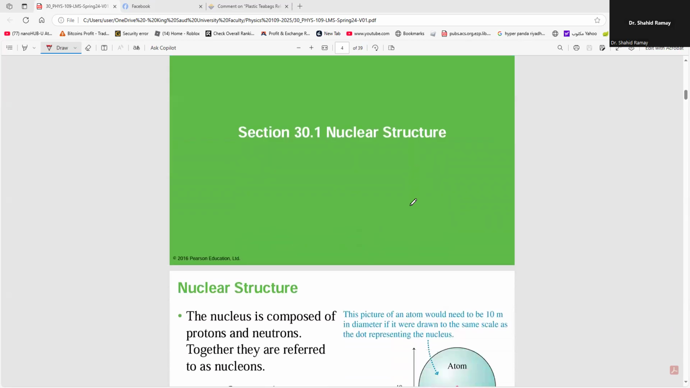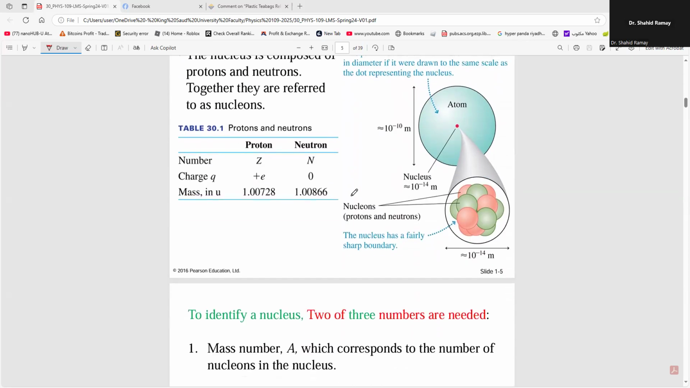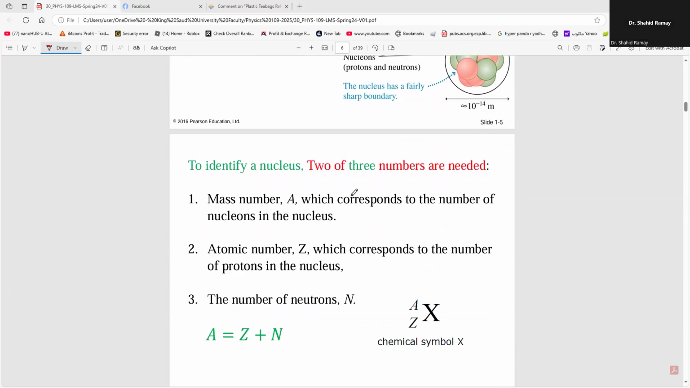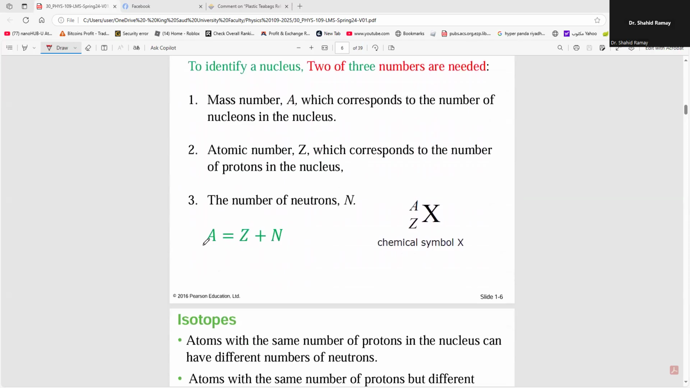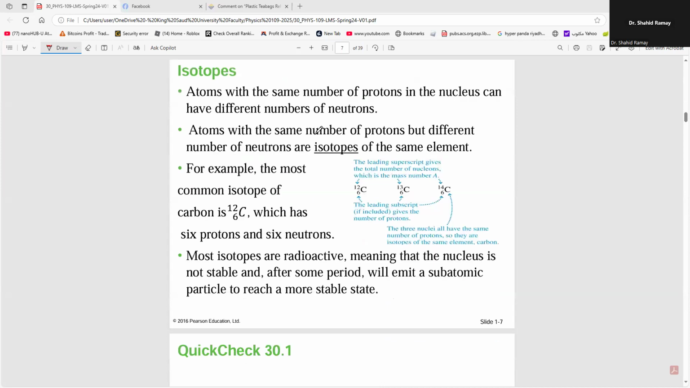In this chapter, first remember that you have studied nuclear structure. In this portion, you have to remember this formula: A is equal to Z plus N. This symbol is very important. This is A and this is Z. A is called the mass number and Z is called the atomic number. We have already discussed this, and similarly we have discussed isotopes.